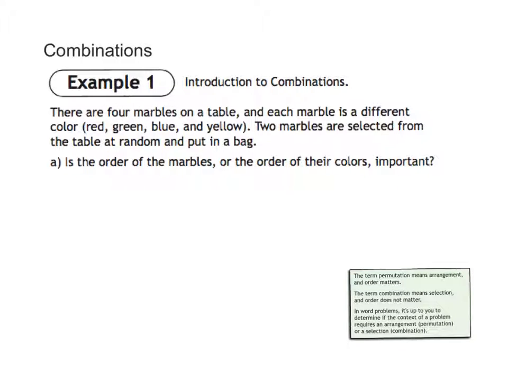There are 4 marbles on a table, and each marble is a different color: red, green, blue, and yellow. 2 marbles are selected from the table at random and put in a bag. Is the order of the marbles or the order of their colors important? So does it matter if you choose yellow then blue or blue then yellow?